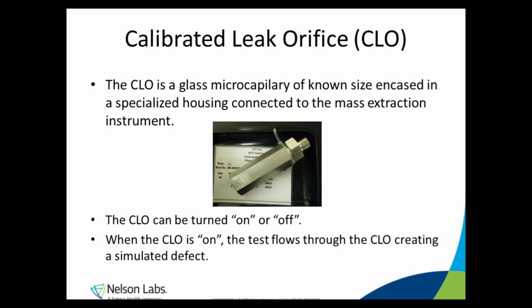So if the CLO is on, the test goes off that normal path through the CLO, and that makes the result equivalent to having a 2-micron defect in the sample because you've now included that defect into the loop. Having this built-in defect is really handy because it eliminates the need to create defects in the actual test samples.